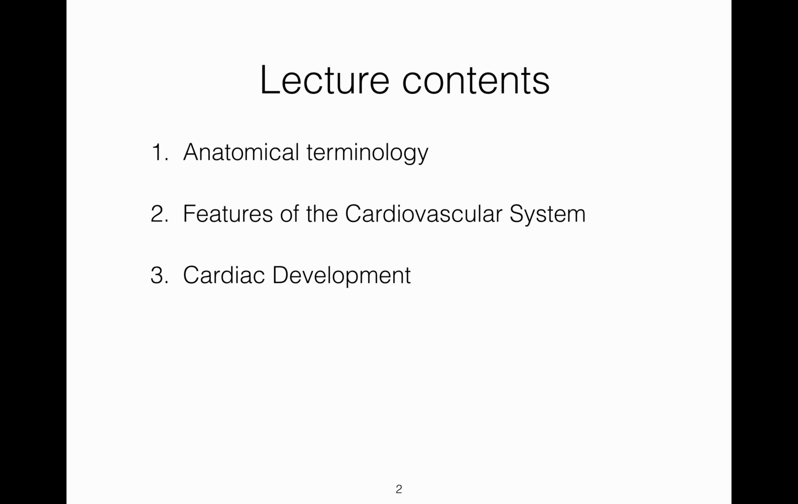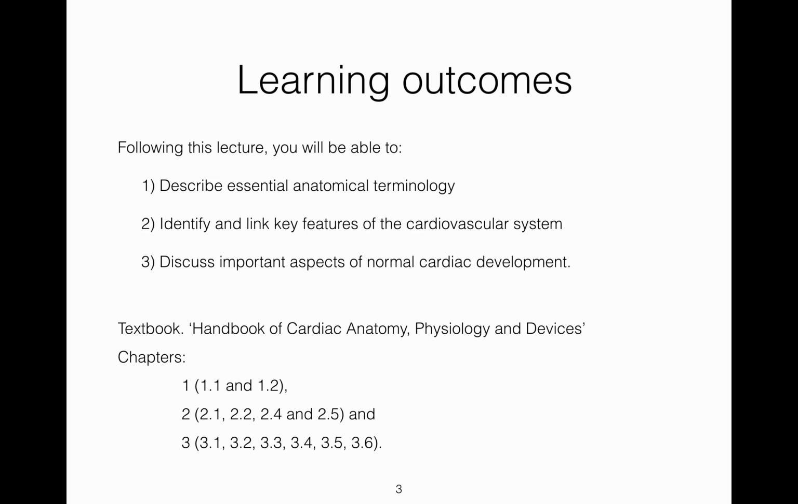The contents of this lecture are 1. Anatomical terminology, 2. Features of the cardiovascular system, and 3. Cardiac development. Following the lecture, you'll be able to describe essential anatomical terminology, identify and link key features of the cardiovascular system, and discuss important aspects of normal cardiac development.